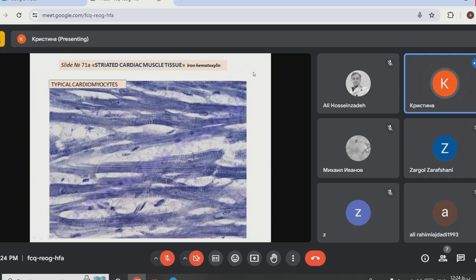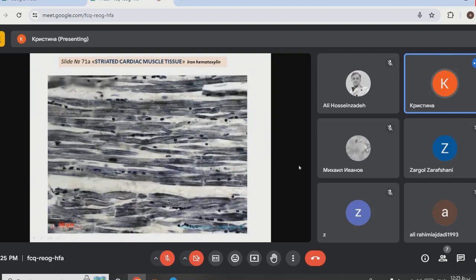The same in different staining, iron hematoxylin. So these are longitudinal sections of cardiomyocytes, working typical cardiomyocytes with their lateral anastomosis, intercalated discs, and cell nuclei located in the central part of the cell. Another type of this histological preparation, the same. Iron hematoxylin, these are the borders between the cells, intercalated discs. Here they look lighter.